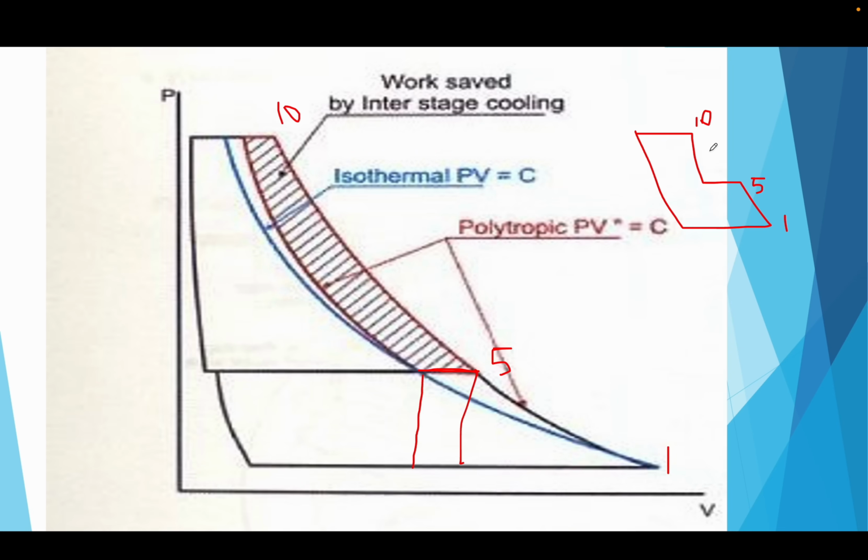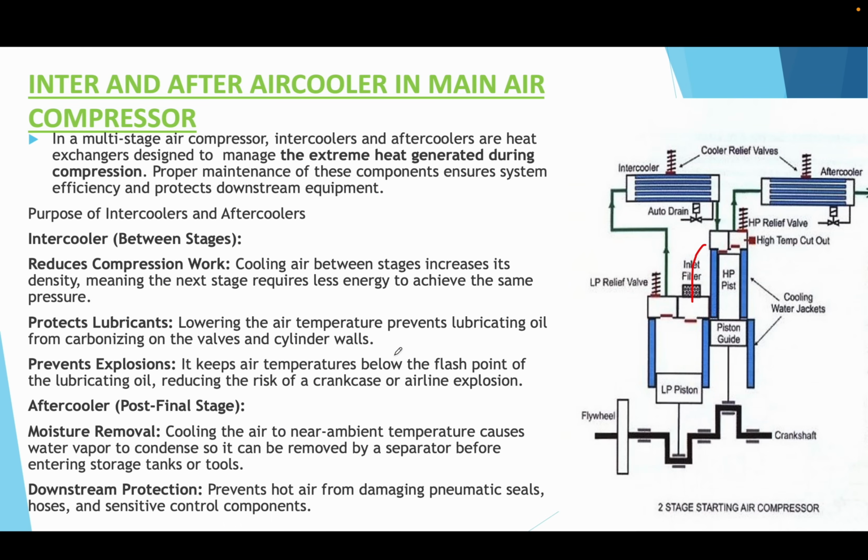If you are doing a single stage compression, then you will follow this graph, this to this. But because you are doing a multi-stage compression, you are following this graph, so you are saving this amount of energy. Because of the cooling, the volume is getting decreased and the mass of air is getting increased, and hence the work done is saved.